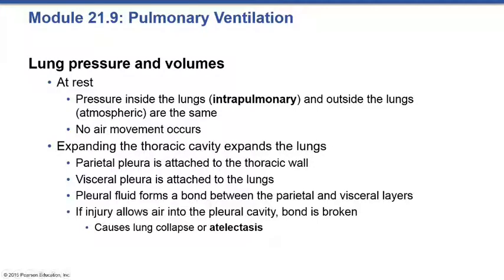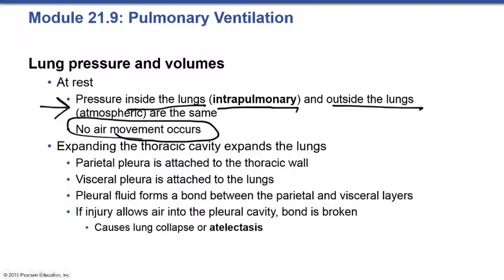Now, if you're sitting at rest and for just a moment you are not breathing, as I stop saying something and I stop breathing, at that moment there's no air movement in or out of my lungs. That means that there's no change in pressure. The pressure inside the lungs, that is the intrapulmonary pressure, and outside, the atmospheric pressure, are the same. So if the intrapulmonary pressure and the atmospheric pressure are the same, there would be no movement of air in or out.